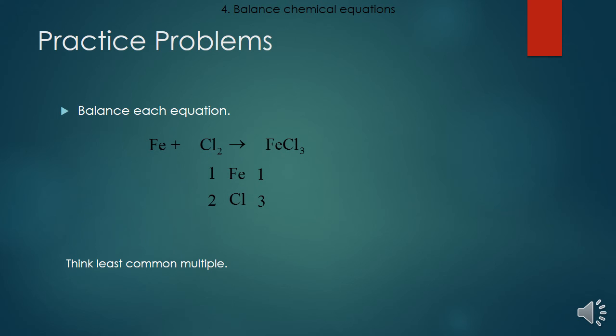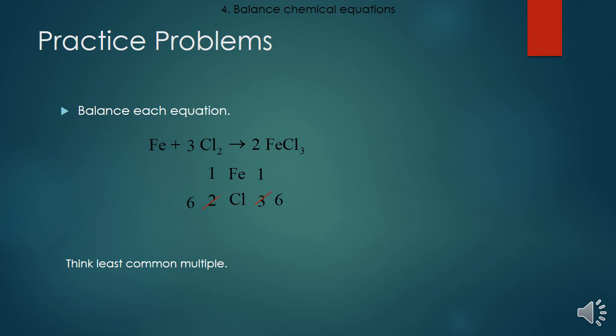So ask yourself, what coefficient do I need to put in front of the Cl2 to give me 6 chlorine atoms? Well, the answer to that would be 3. 3 times 2 would give us 6 chlorine atoms. And on the right, what coefficient do I need to put in front of the iron chloride to give us 6 chlorine atoms? The answer would be 2, because 2 times 3 would be 6. So that gives us 6 chlorines on the right.